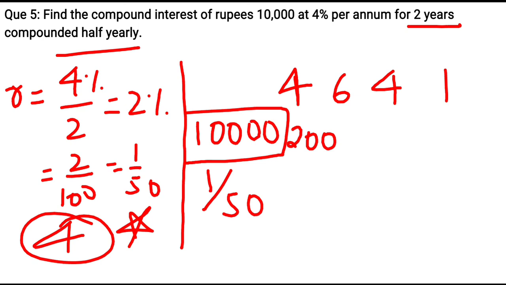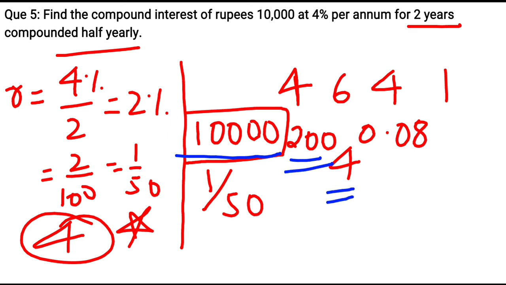Now divide again this 200 by 50. What do we get? We get 4. Now again divide this 4 by 50. We get 0.08. And divide this again by 50. What I am doing is that I divided this by 50, we got this. Then again I divided this by 50, we got this. Now I am dividing this by 50, and what will we get? We will get 0.